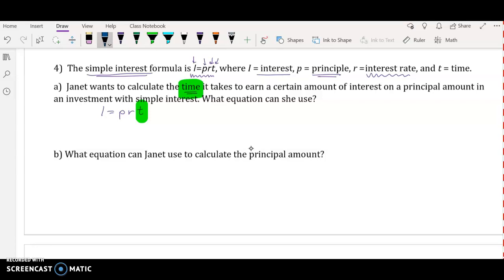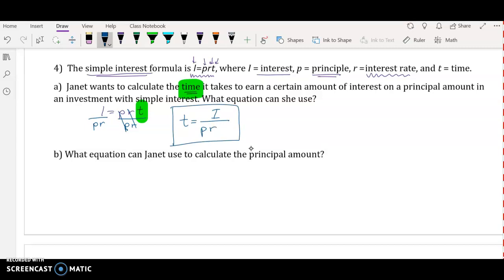If we want to get rid of the P and the R, since they're being multiplied, we're going to divide both sides by P and R, the principal and the rate. So to solve for the time, what you can do is you can take the interest and divide by the principal times the rate. That's the equation she could use.